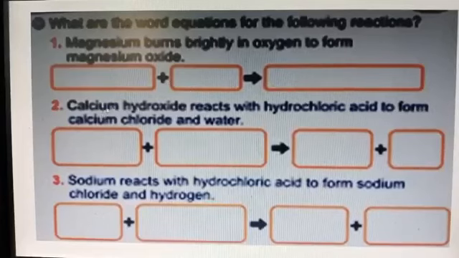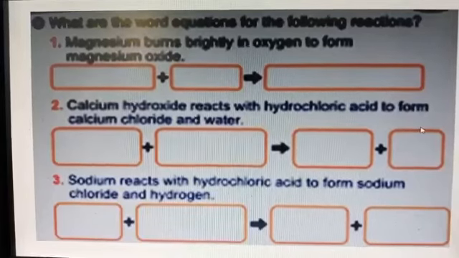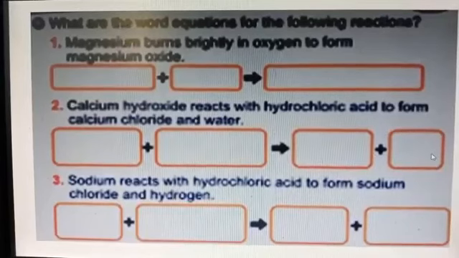Then calcium hydroxide reacts with hydrochloric acid. That means calcium hydroxide is one reactant which reacts with hydrochloric acid. So here you will write calcium hydroxide, here you will write hydrochloric acid. And what are the products formed? Calcium chloride and water. To form means product. To give means whatever is given, they are the products. Whatever is coming out, they are the products. So calcium chloride here and water here.